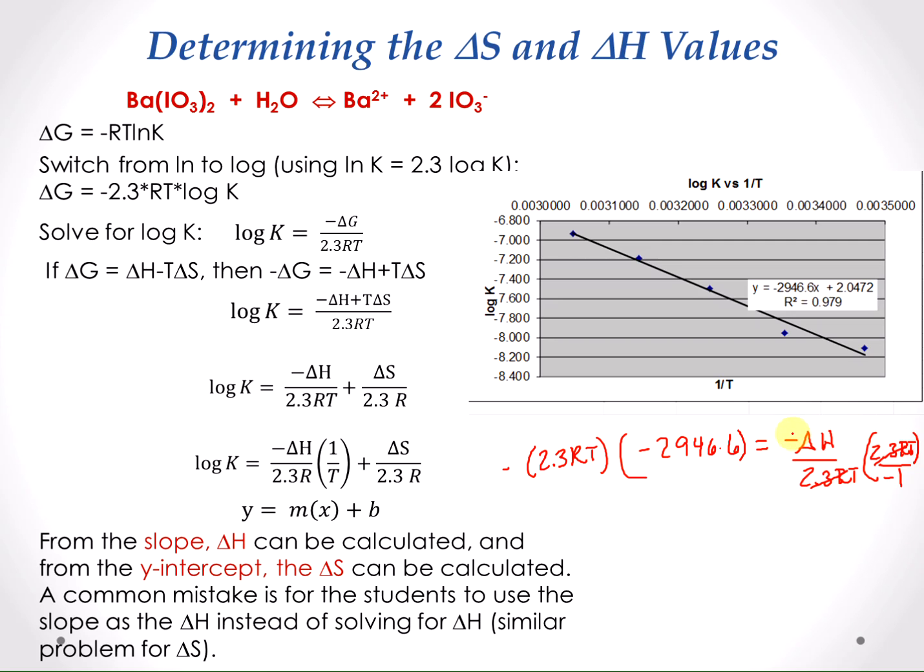So now those will cancel out. So my delta H equals the 2.3 RT times 2946.6. So I have to solve for the delta H because this whole term is my slope. And I also have to do something similar for the change in entropy because this whole term is my y-intercept, but I want to know the delta S part of it. So to find my change in entropy, I have to take the y-intercept and multiply it by 2.3 R.